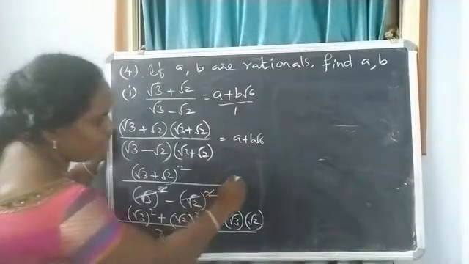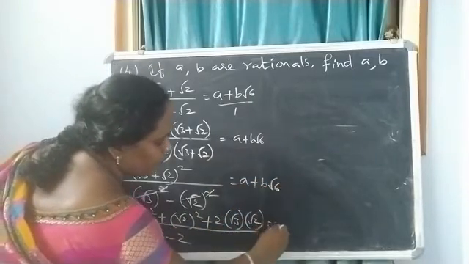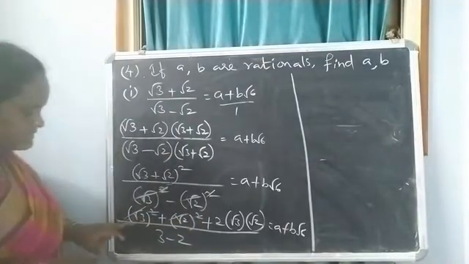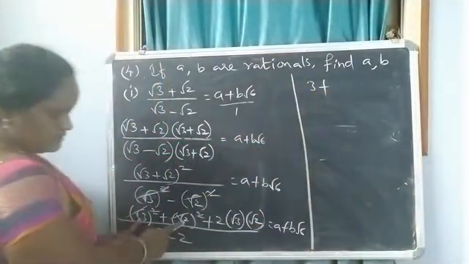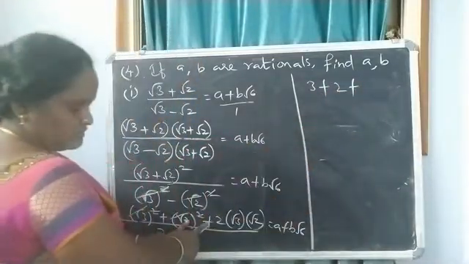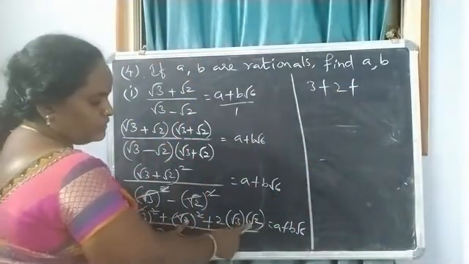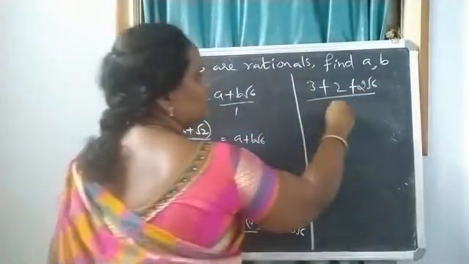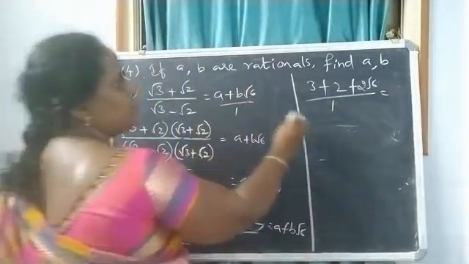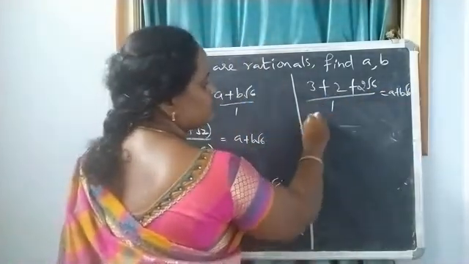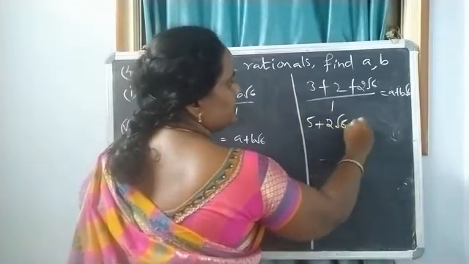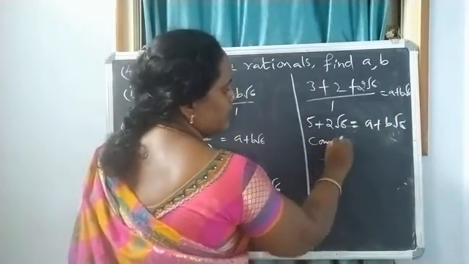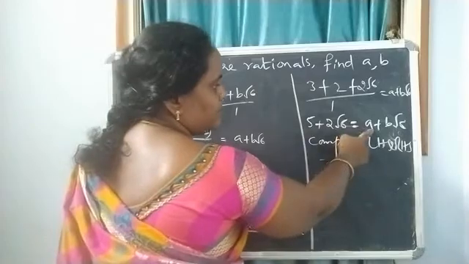On the other side, this a plus b root 6 will continue. Now, again square and square root cancel: 3 plus 2 plus 2 into root 3 into root 2. Root 3 into root 2 is root 6. So 2 root 6 divided by 3 minus 2, that is 1. That is equal to how much? a plus b root 6. So 3 plus 2 is 5, plus 2 root 6, that is equal to a plus b root 6. If we compare LHS and RHS, here in place of a we have 5.